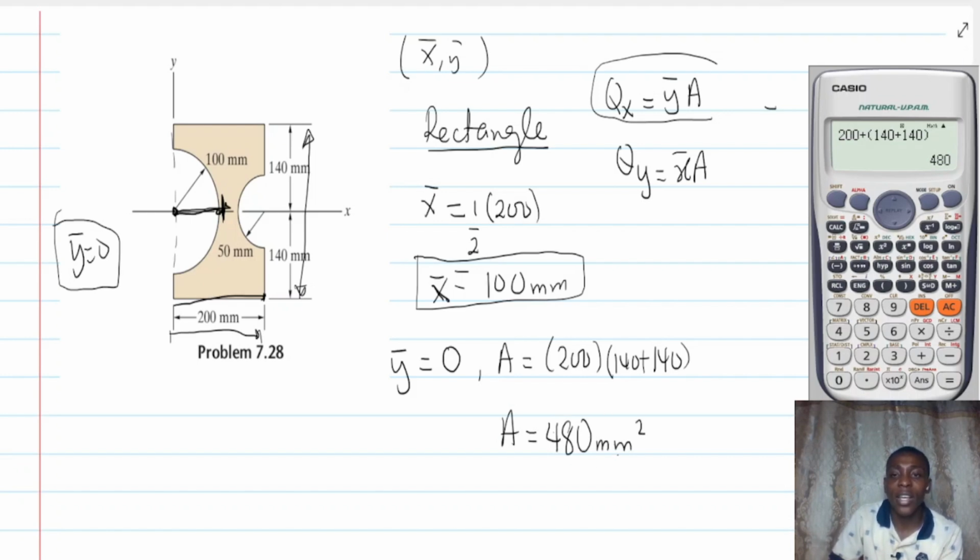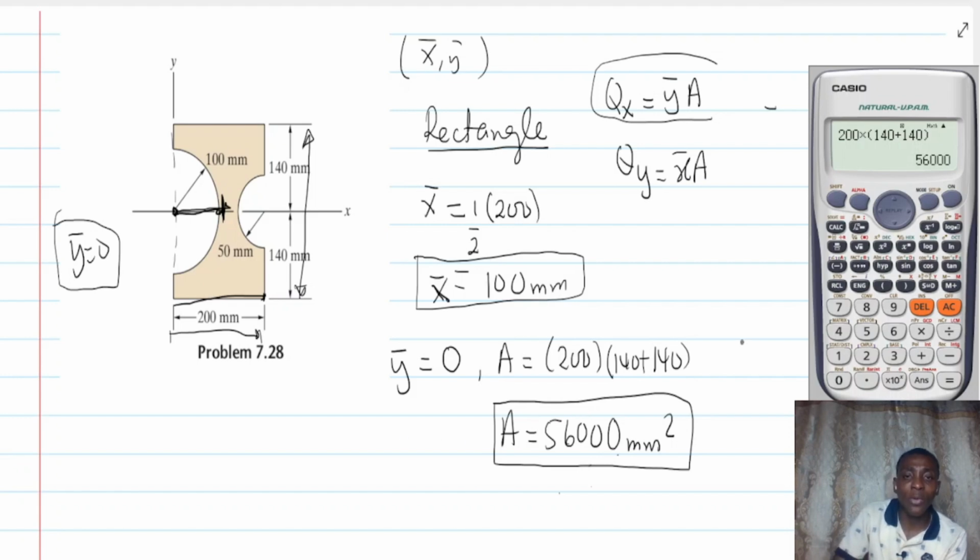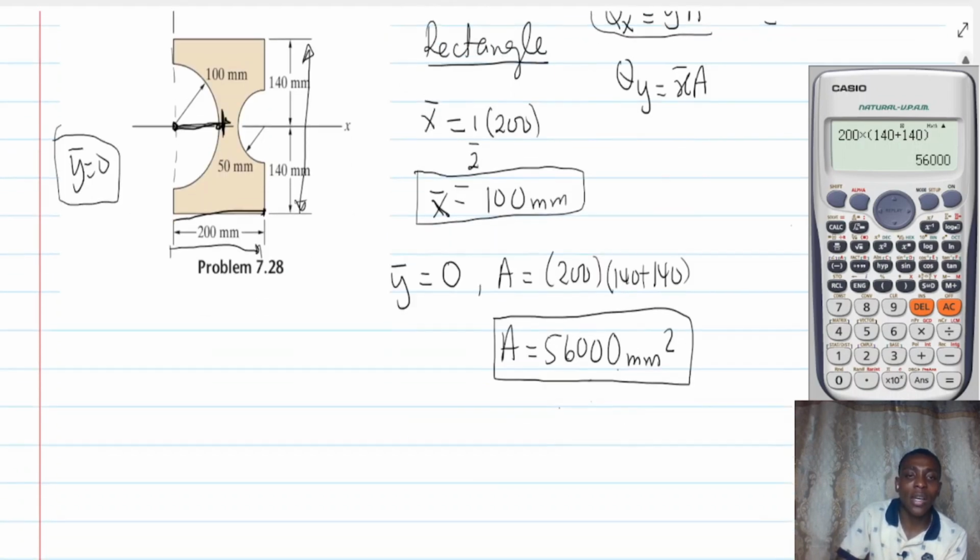And that is actually the area of the... oh, sorry, it's 200 multiplied, not added. So 5600, in fact, the zeros are 3 millimeters squared. So that is the area, right? That is the area over here. And now we are done with the rectangle. So let's look at the semicircle.